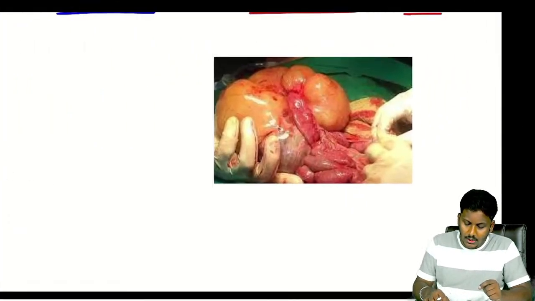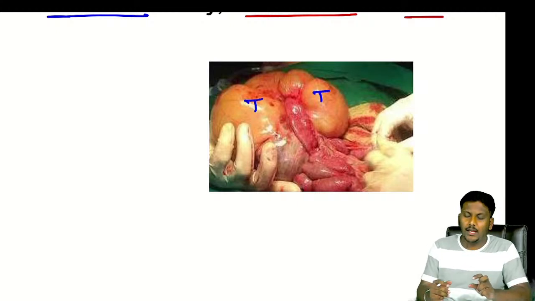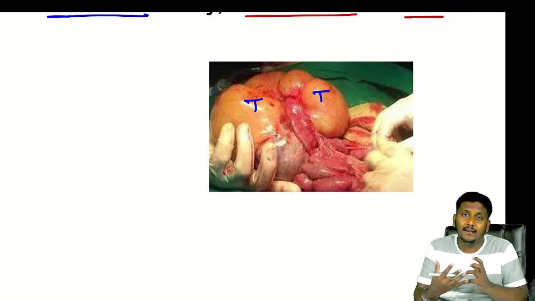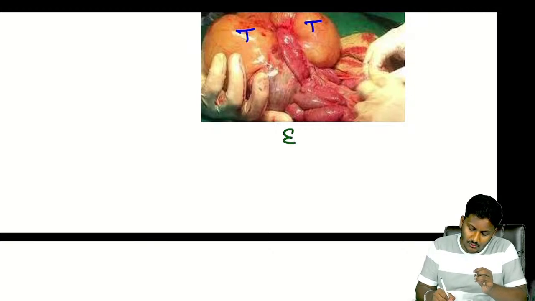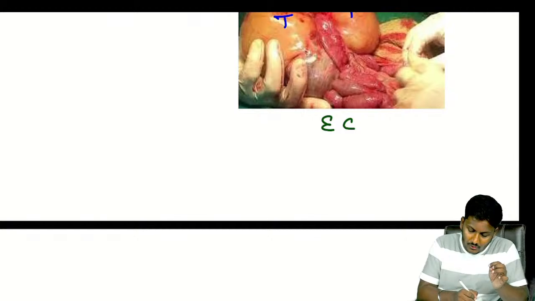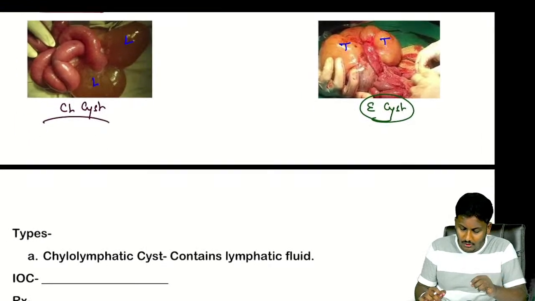Next one is this one. Here also you are able to see a cyst, but this is basically due to collection of tissues. It is basically when the intestinal tissues get trapped, and that leads to formation of a cyst. So this type of cyst is known as an enterogenic cyst. This is classically called the enterogenic cyst. Okay, that is important.